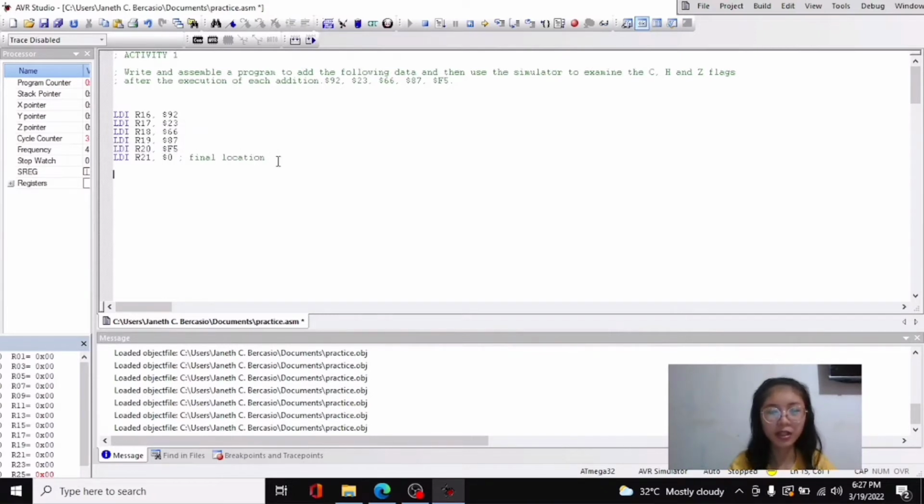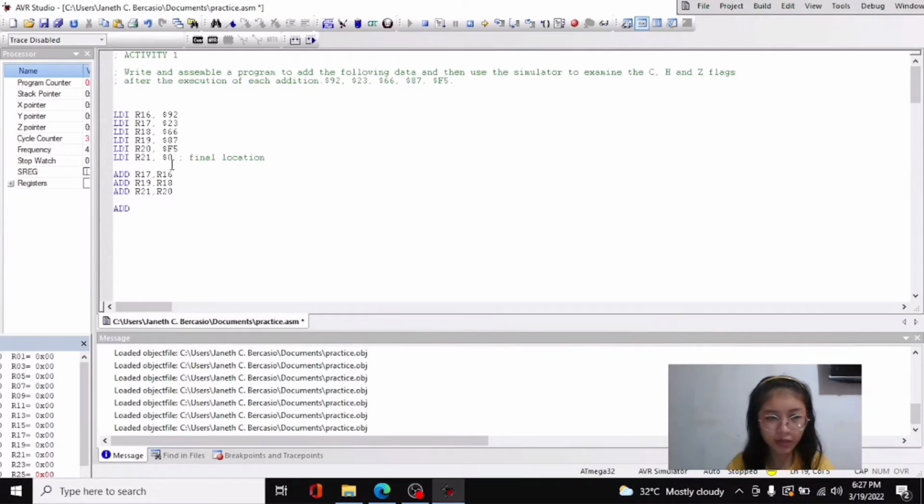So after loading all the data, I will add them. To add the first and second number, I will be using the instruction add, and I want to store them in R17. The next is I will add the third and fourth number, and I want to store it in R19. And then I will add the last and fifth number and store it in R21.